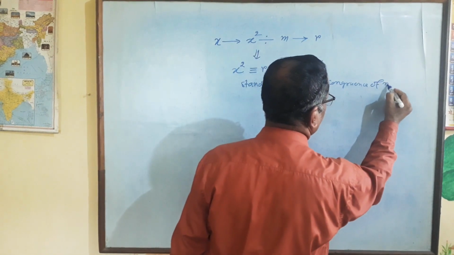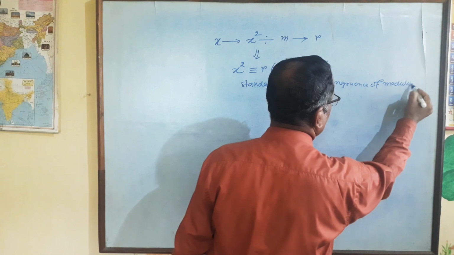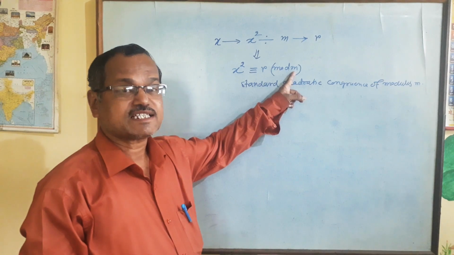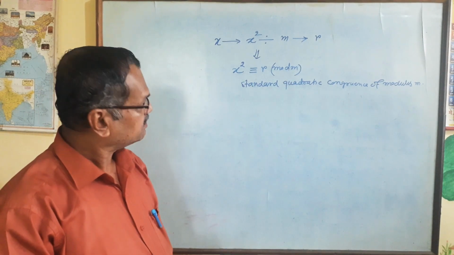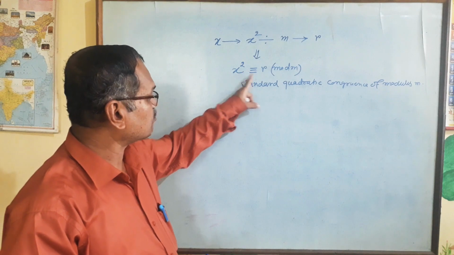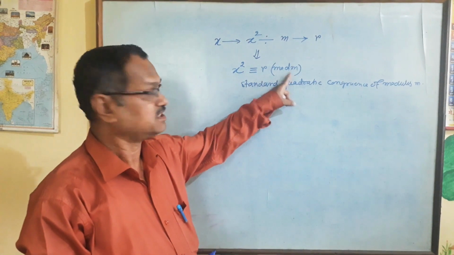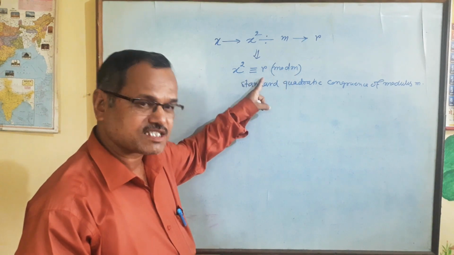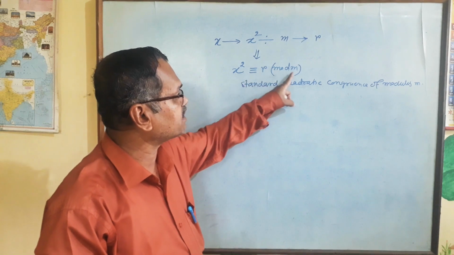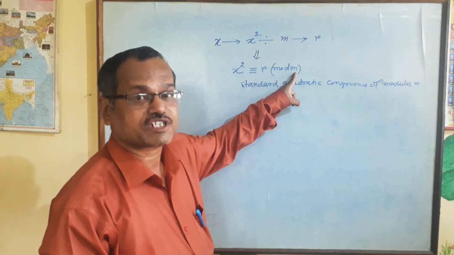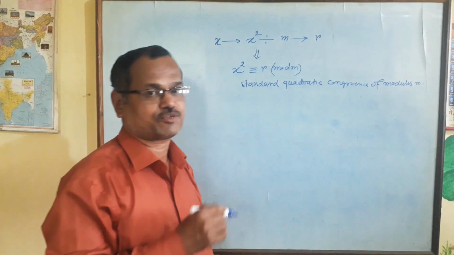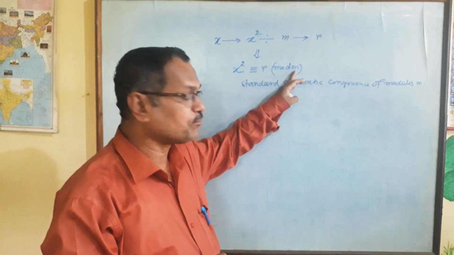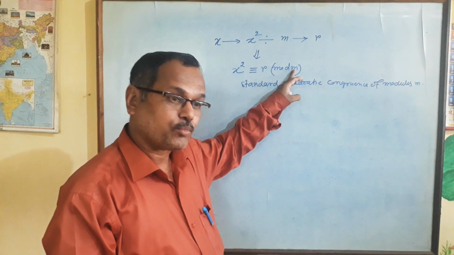Congruence of modulus m. If this m is a prime number, then it is called a quadratic congruence of prime modulus. If m is any composite number, then the congruence x square congruent to r mod m is called a standard quadratic congruence of composite modulus. So we have two types of quadratic congruences: congruence of prime modulus and congruence of composite modulus.